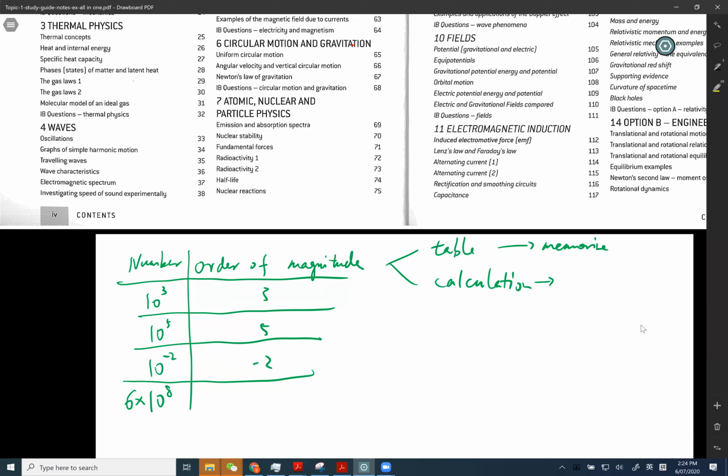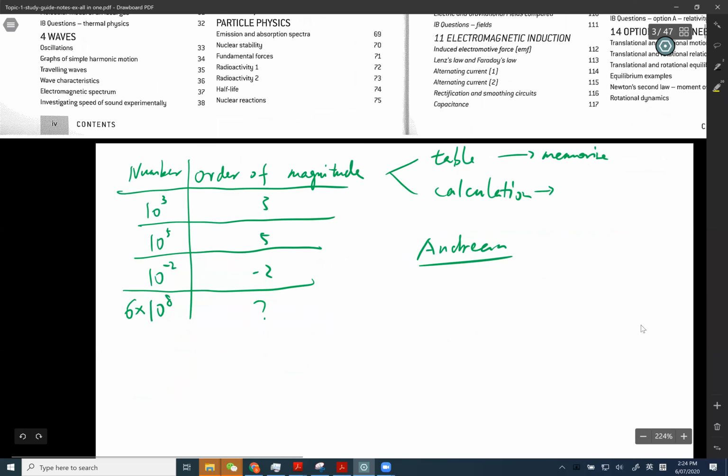Hey, how about this question? What's the order of magnitude? Oh, you are Andrew. How about this one? Or if they give you another one, 3 times 10 to the power of 8, what's the order of magnitude?